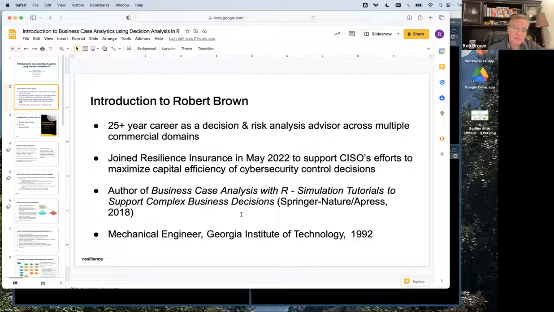And so then in 2018, actually at the end of 2017, Springer Nature approached me and asked me if I would be interested in turning over the publishing rights to them. So they bought the publishing rights, and then we merged those four books together into Business Case Analysis with R as a single book, and published that in the spring of 2018. So the book is about 4 years old now.